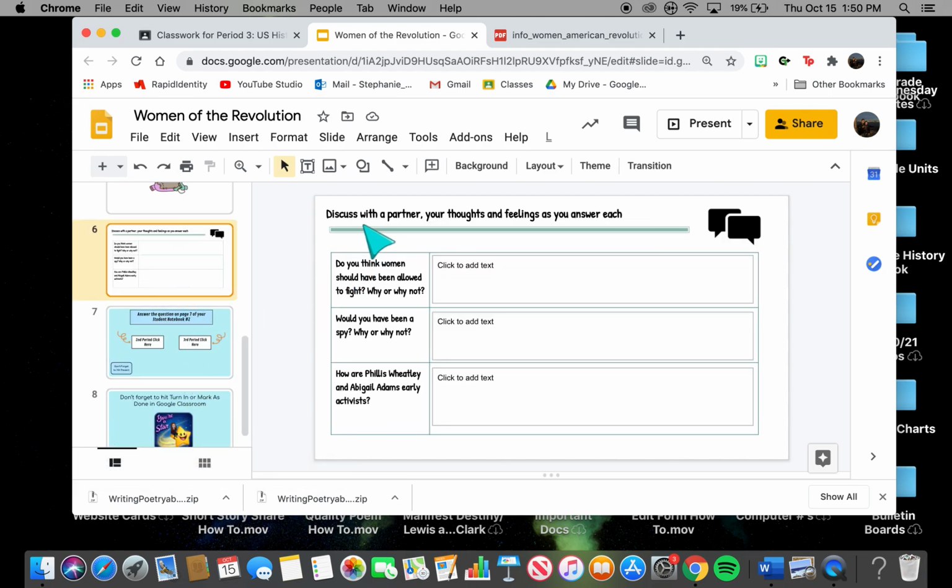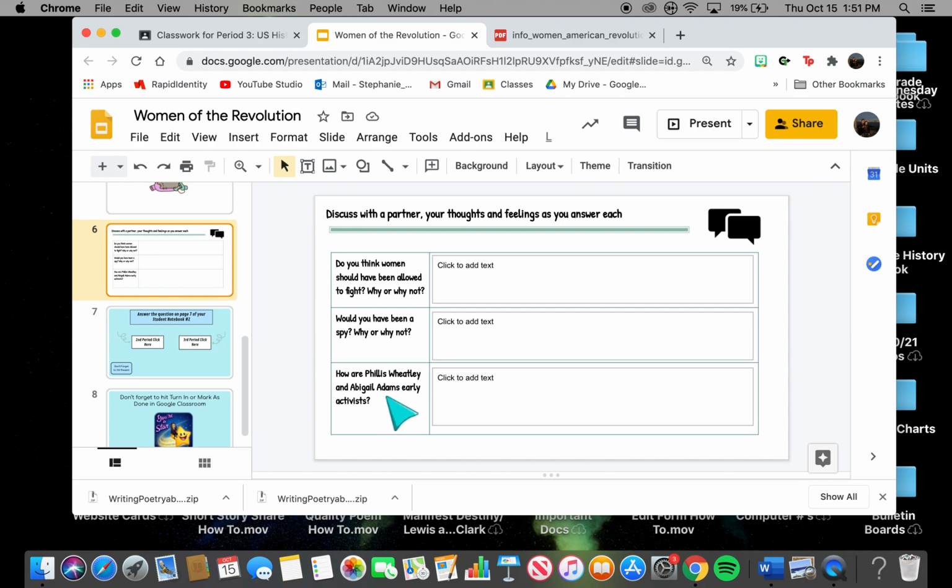So even though it's super easy, don't slack off on it because you're going to want to go back to this information. So discuss with a partner your thoughts and feelings as you answer each. You don't have to talk to somebody else unless you want to. You can fill this out on your own, so you don't have to go and find another partner. You can talk to somebody in your household, or you can just fill it out. So do you think women should have been allowed to fight? Why or why not? So you're going to answer that question. This is an opinion. There's no right or wrong answer, but you do have to provide some evidence for your answer. Would you have been a spy? Why or why not? Again, a totally opinion answer. There's no wrong answer. Just make sure to explain why.